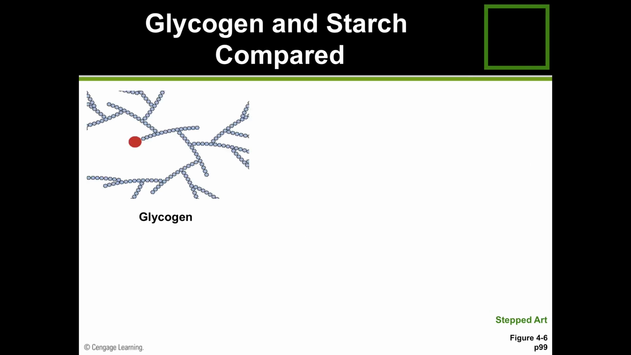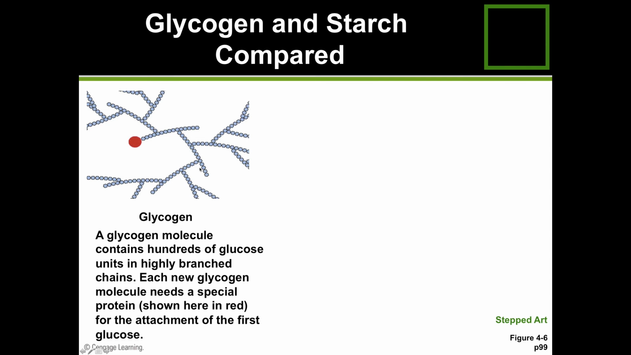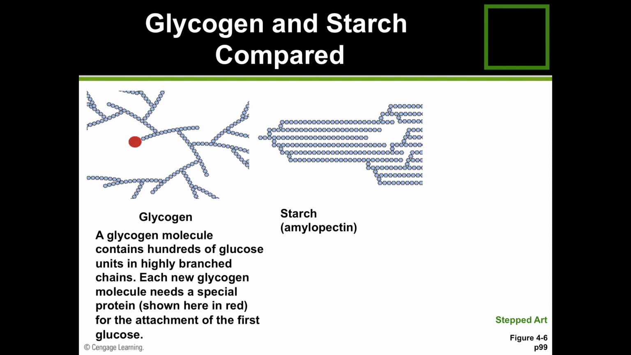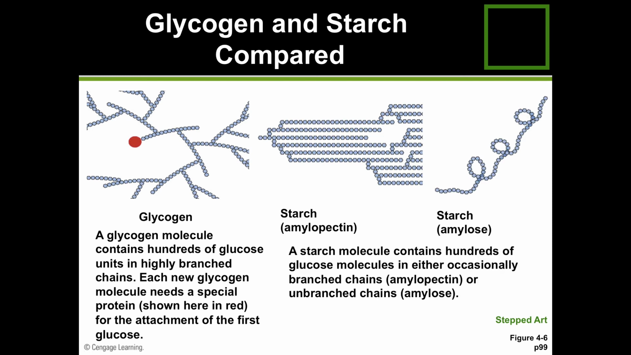So this is what glycogen looks like, and every little blue dot, for example, is a glucose. So they're just linked together continuously. So that's what glycogen looks like. So you have hundreds of glucose in this chain. And then this is starch, okay? And starch, same thing, a bunch of glucose linked together.